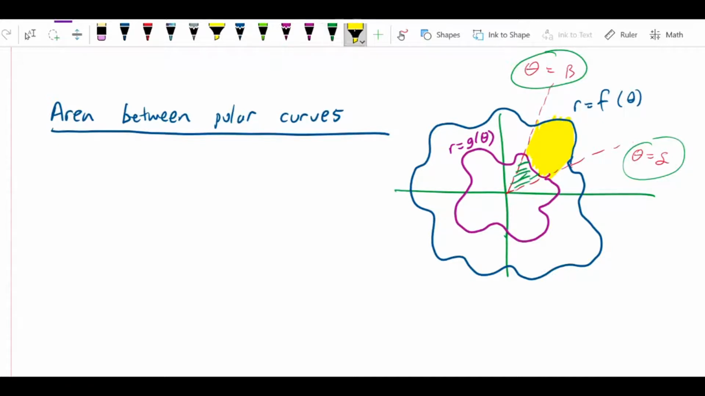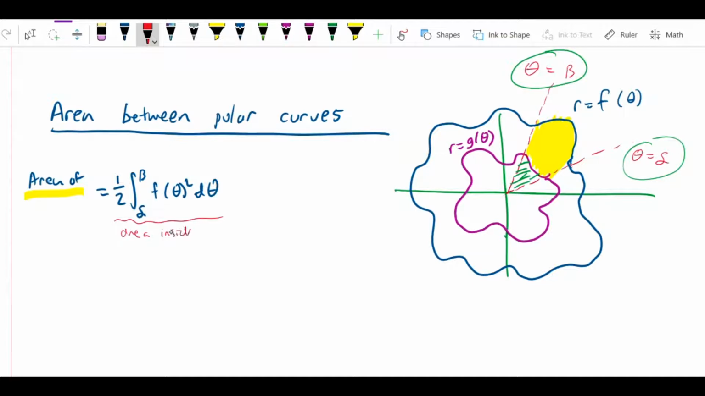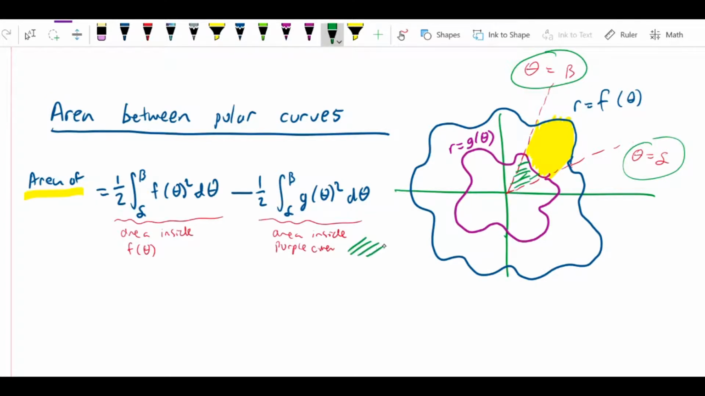So you might understand that the area of the yellow region is going to equal 1/2 integral from alpha to beta of f of theta squared d theta, where this is the area inside f of theta, and then we subtract from that 1/2 integral from alpha to beta of g of theta squared d theta, where this is the area inside the purple curve. In other words, it's the area that corresponds to what I've drawn as the striped region.